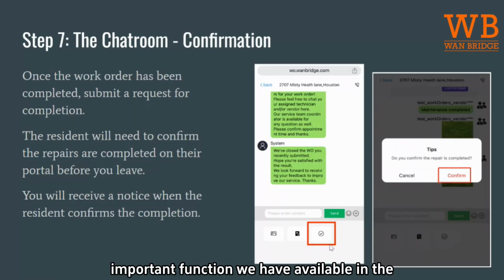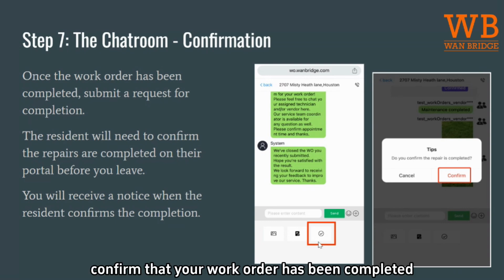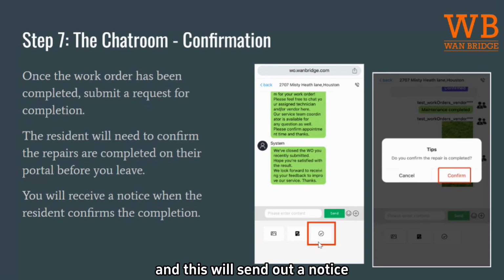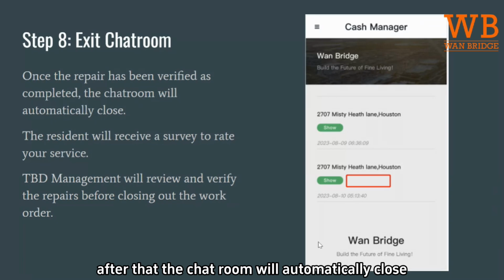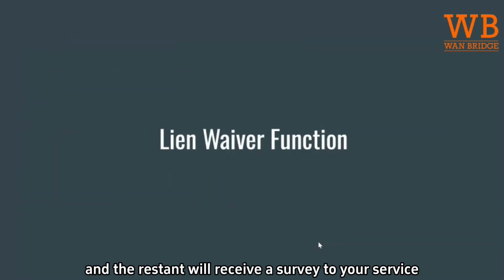The last and most important function we have available in the work order chat room is the repair completion button shown on the screen right here. By clicking on this icon, you will be able to confirm that your work order has been completed, and this will send out a notice to our service coordinators. Our service coordinators will then step in and review the details of this work order before they close the work order. After that, the chat room will automatically close and the resident will receive a survey to rate your service.